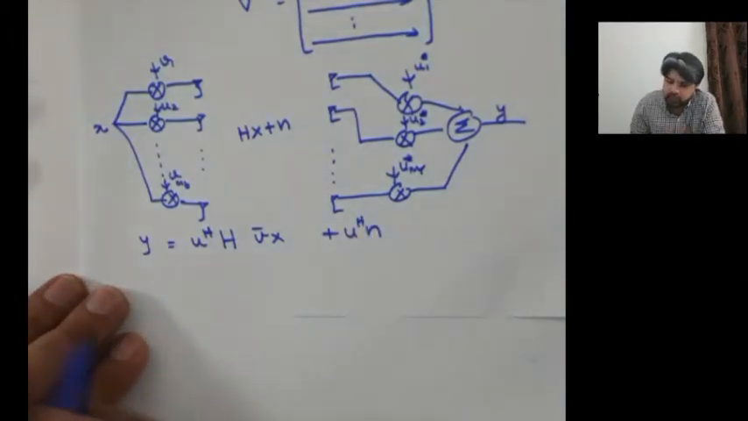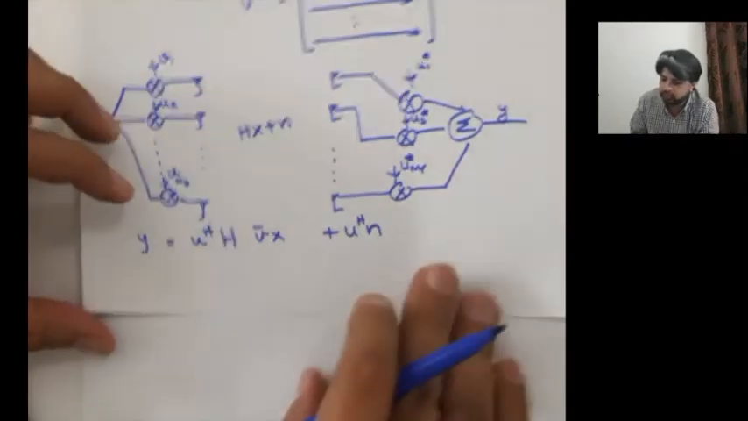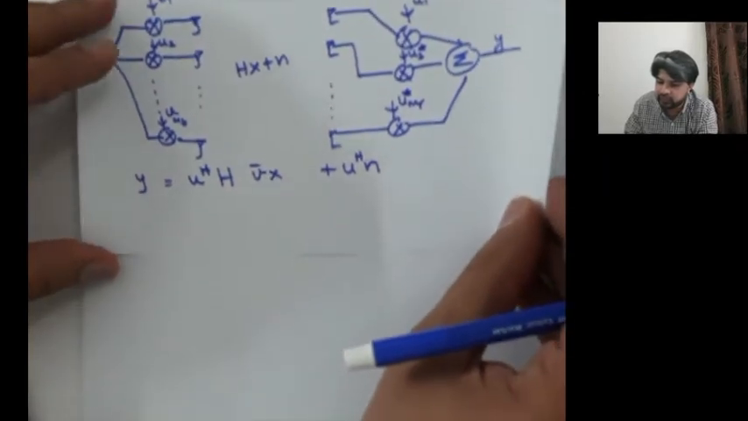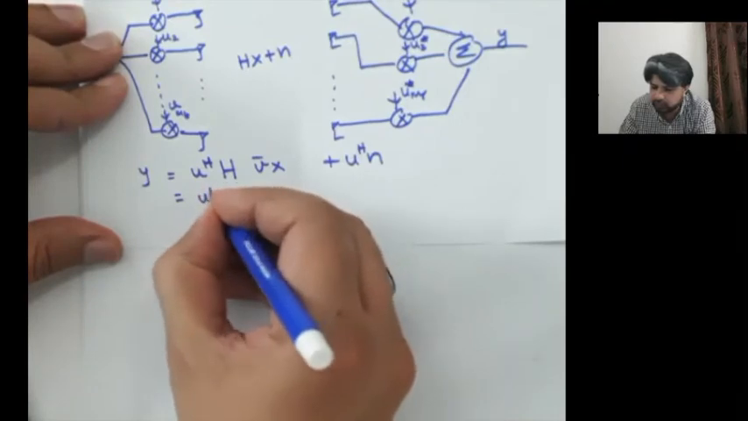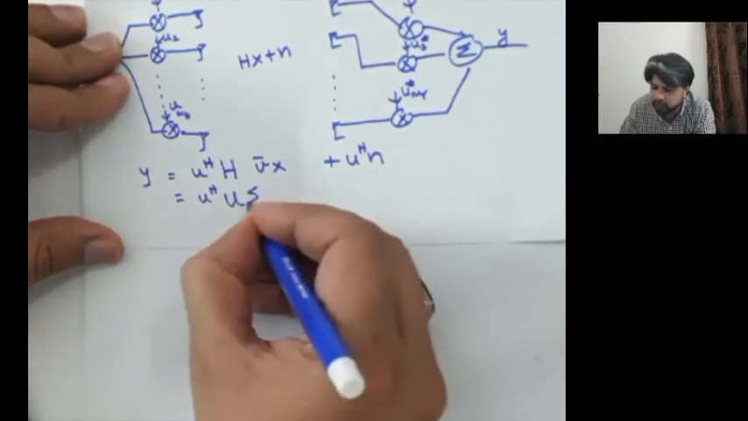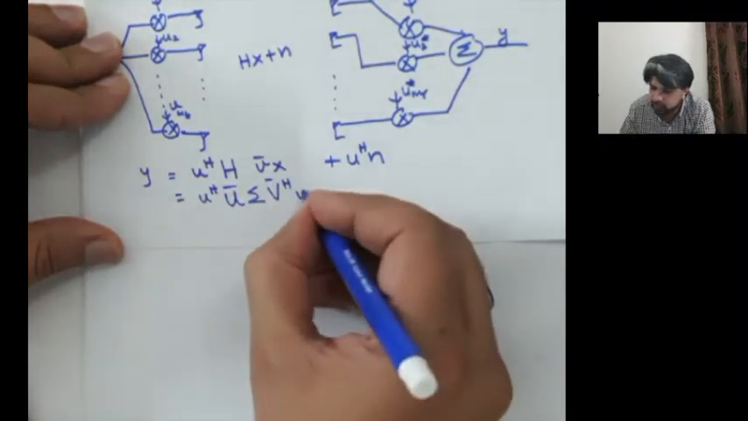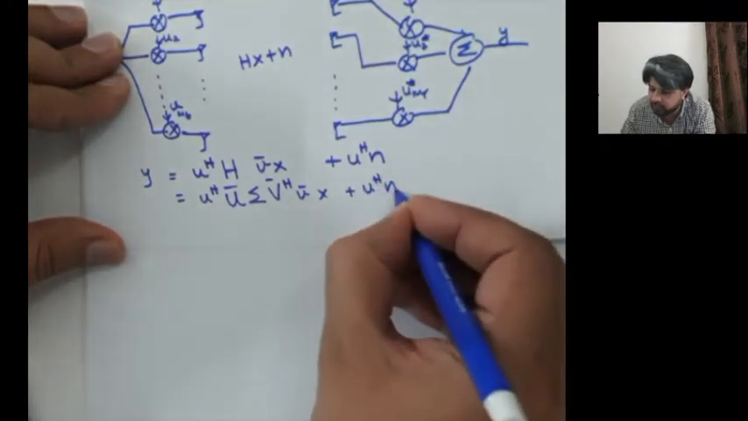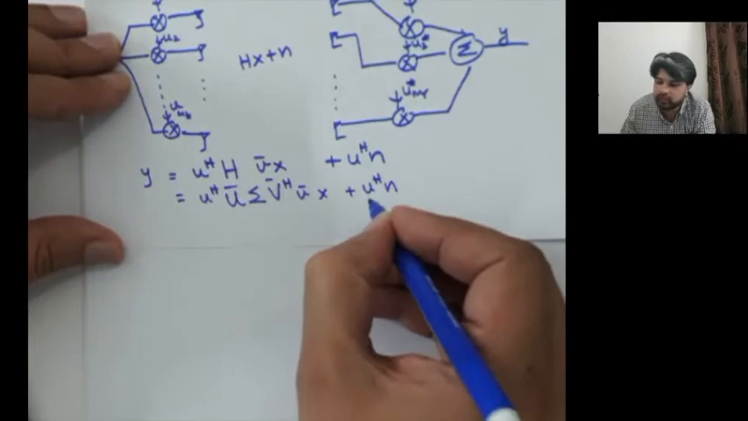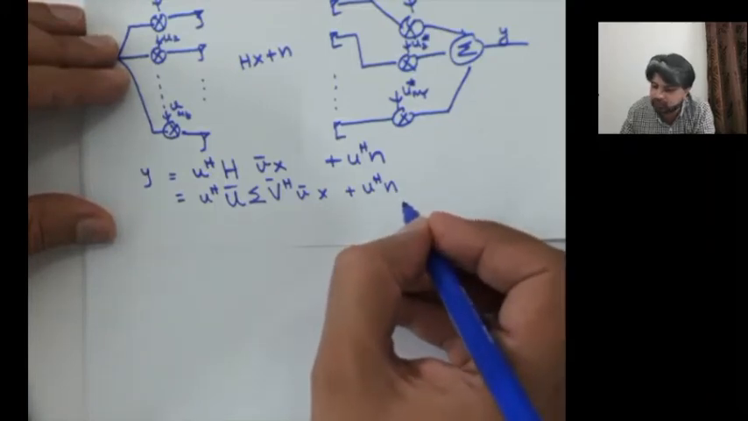right? So now you would be wondering how would this give you a diversity gain? So remember, this H is nothing but U sigma V Hermitian. So you have U Hermitian times U sigma V Hermitian times V times X plus U Hermitian times N. Remember, these are matrices. And again, U Hermitian has a unit norm, so the distribution of the noise would not change by multiplying with the U Hermitian.